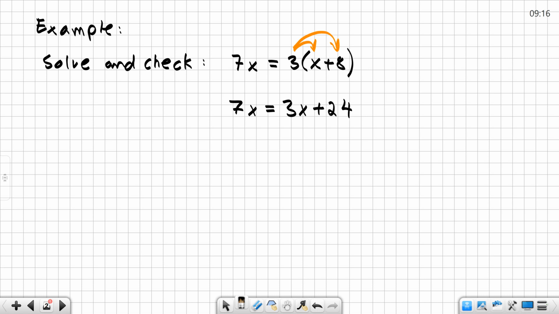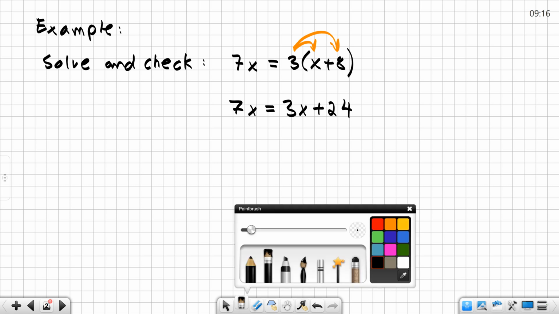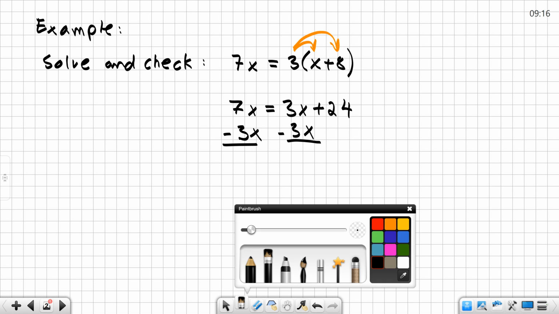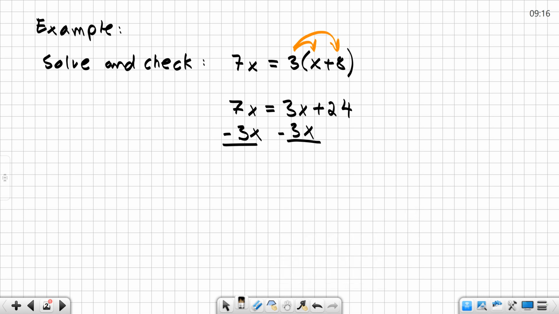Now both sides are completely simplified, and I now start with step 2, moving variable terms to one side. I am going to do this by taking the 3x on the right side, and I am subtracting 3x from both sides. What happens is on the right side, my x's are disappearing, and 7x minus 3x, that is 4x. This goes away. So I have now 4x is equal to 24.